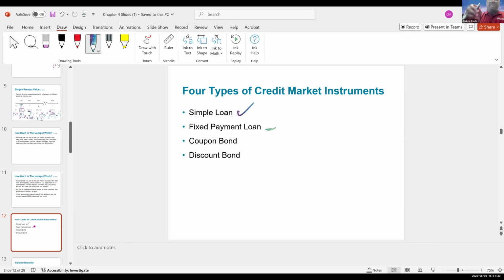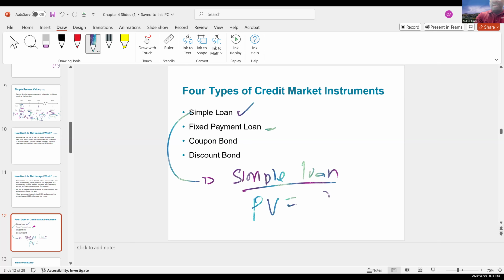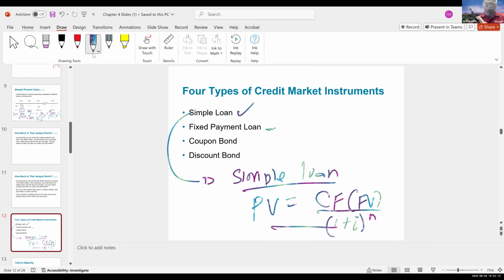So for the simple loan, we're going to use the formula. Let's start talking about a simple loan, and we're going to do a couple of examples. The formula that we just derived for present value says present value equals cash flow, which is the same thing as future value, divided by 1 plus i raised to the power n. This is the formula we're going to use for figuring out the future value or present value of a simple loan. So let's do one example here to clear up our understanding.